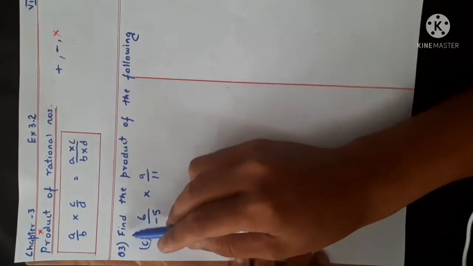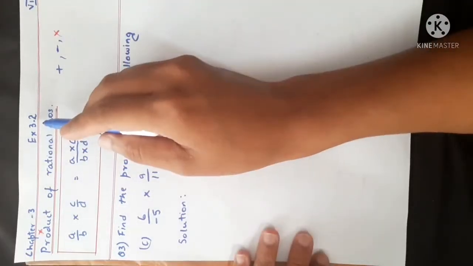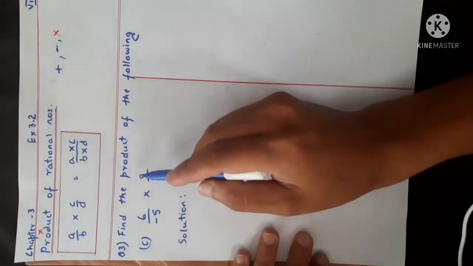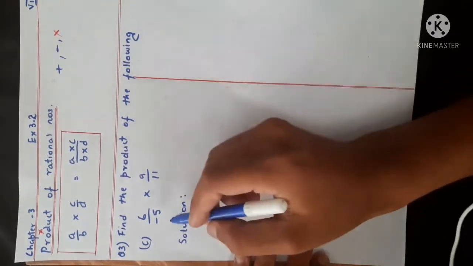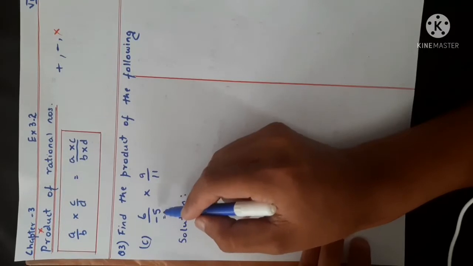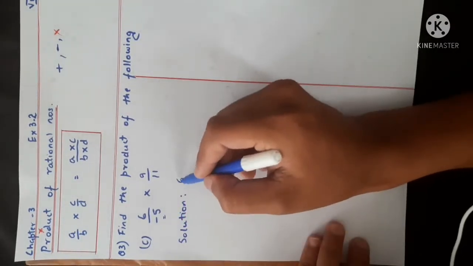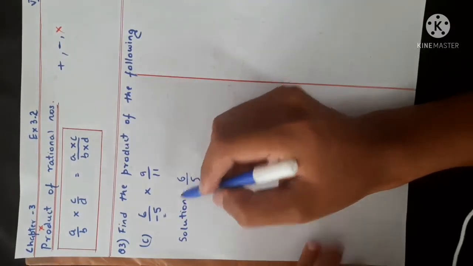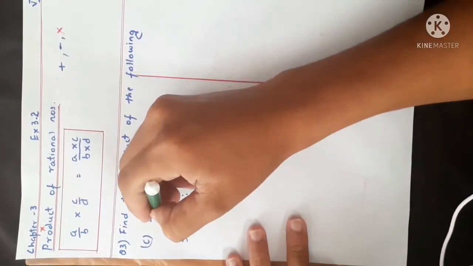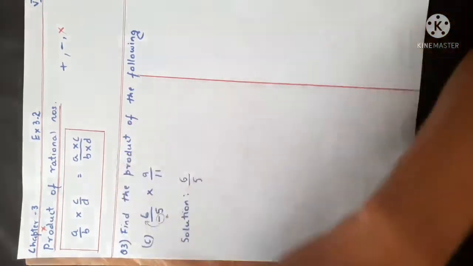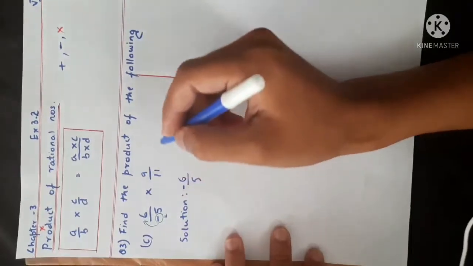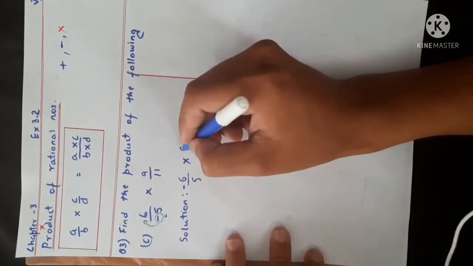So here we have question number 3. This is from exercise 3.2. Find the product of the following: 6 by minus 5 multiply 9 by 11. So here we see that there is a minus sign in the denominator. So we first write 6 by 5 and we convert this minus, since it is in the denominator, we carry it to the numerator. And this becomes minus 6 by 5 multiply 9 by 11.